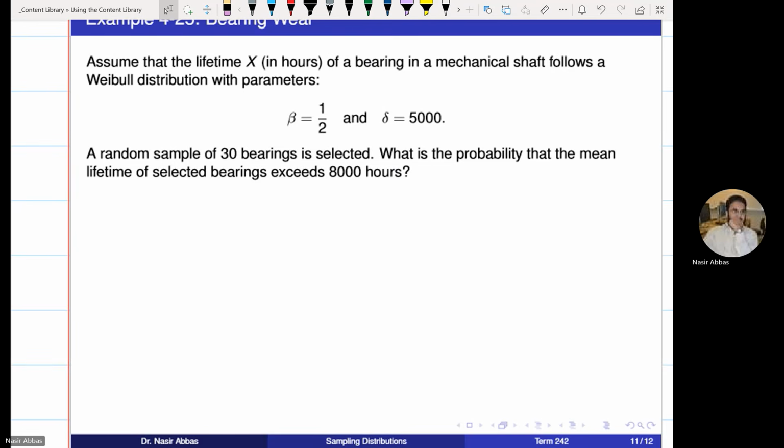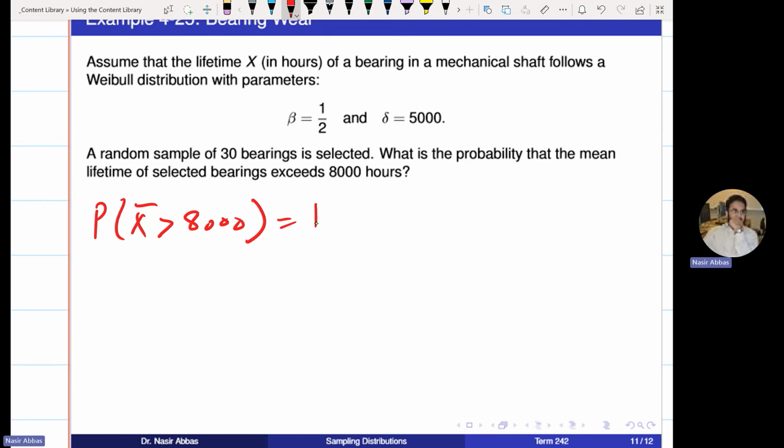What is the distribution? Assume that the lifetime of bearing follows a Weibull distribution. This is question 4.23 from chapter 4. It follows a Weibull distribution. We took a random sample of 30 bearings. What is the probability that the mean is greater than 8,000? Go. This is just 1 minute and you can go now. What is the probability X bar is greater than 8,000?